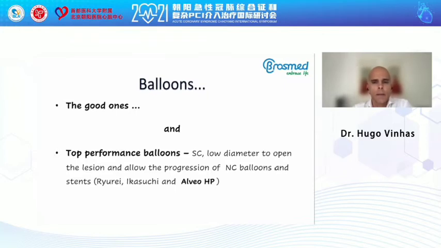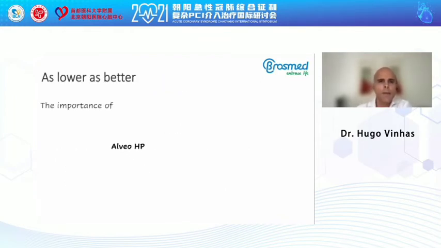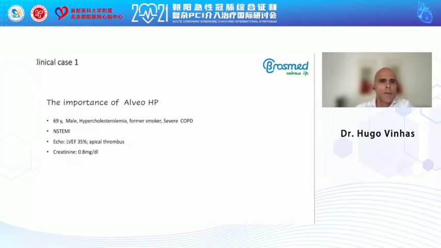I would like to present this clinical case concerning a 69-year-old male with severe chronic obstructive pulmonary disease who presented with a non-STEMI. His ejection fraction was depressed. He had an apical thrombus inside his left ventricle.